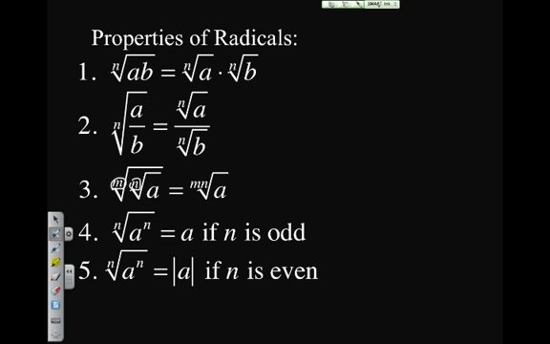Just to give you an example of this, if we take -5, for instance, and we have that squared inside of our radical, -5 squared is 25. But we know that the square root of 25 is 5. So what this rule says is that this is equal to the absolute value of -5, which is equal to 5. So that only is in effect if our index number here is even, and in this case it's a 2.